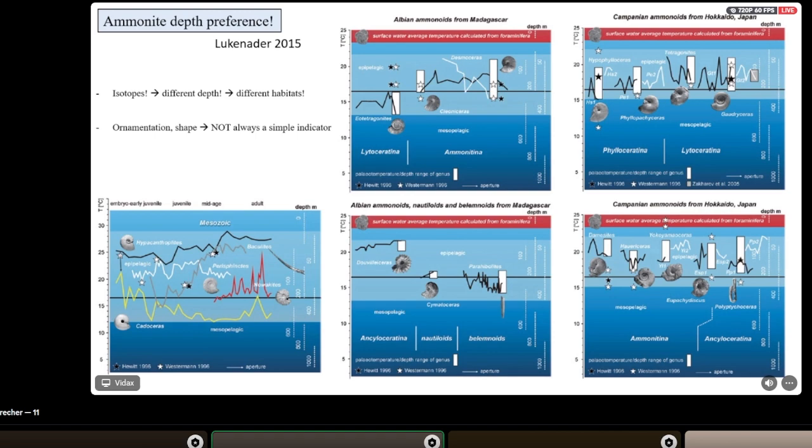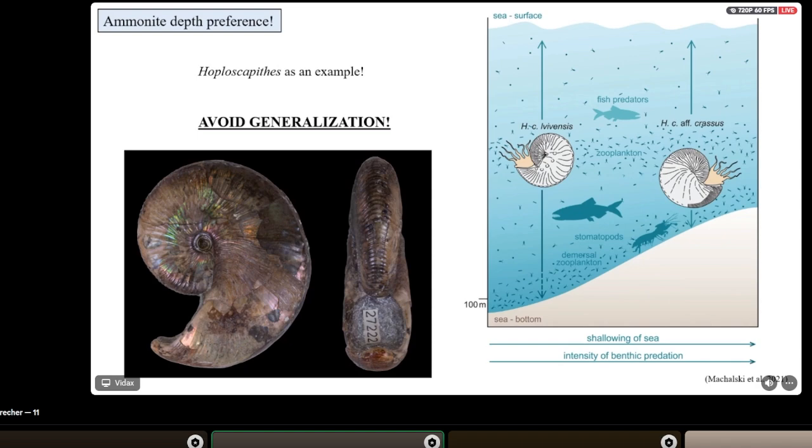And you cannot really assume, for instance, that Hoplscaphites species, which have been proven to live at different depths, differ in shape, because they're virtually identical in ornamentation and shell shape. So it's difficult; avoid generalization if you don't know for a specific example.